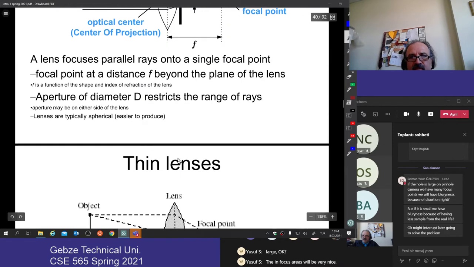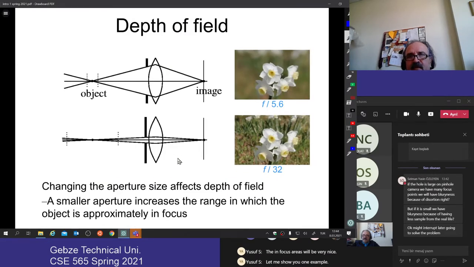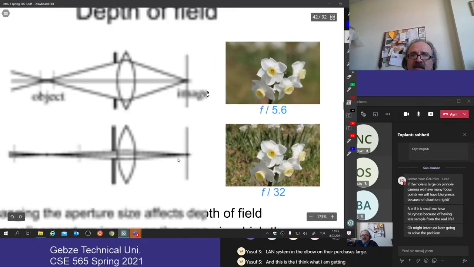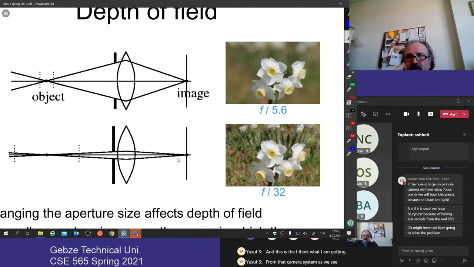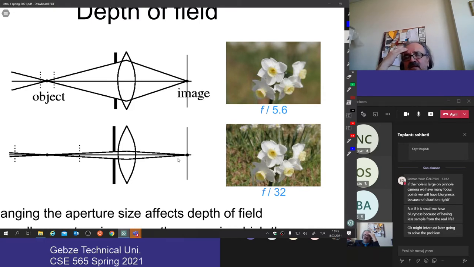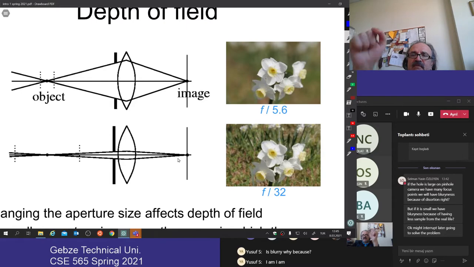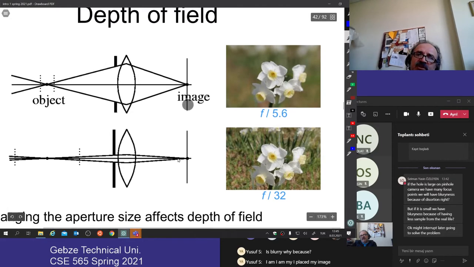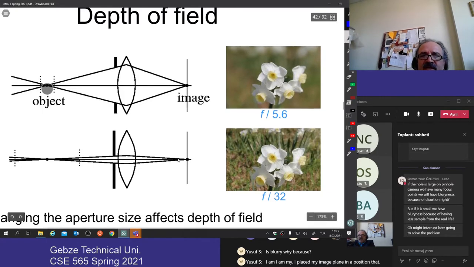Let me show you one example. Thank you, Sheda, by the way. I don't know why Selman is not asking his question. So this is a real life image, with the same lens system. In the above one, the aperture is large, and this is the effect I am getting from that camera system. As you see, the flowers are nicely focused. They are very sharp. But the background, all the grass and the soil, is blurry. Why? Because I placed my image plane in a position where only the flowers are in focus.